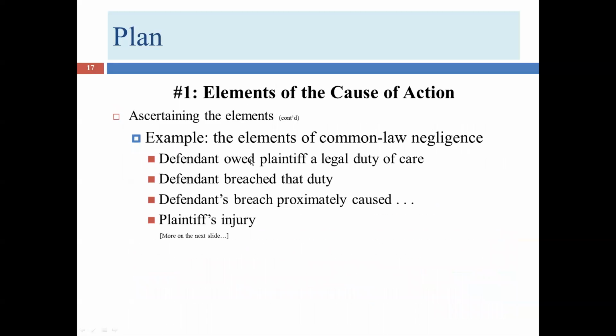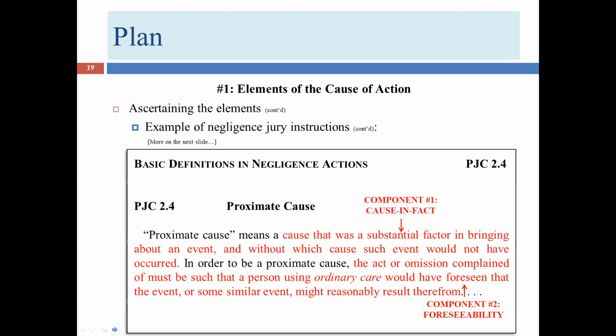Okay, we've established that Bob owed Mary a legal duty of care. We've established that Bob breached his duty of care by running the red light. We've established that Mary was injured because her car was damaged. Maybe she was actually injured in the car accident. But the problem that Mary is going to have is that Bob's breach, his decision to run that red light 5 minutes ago, didn't proximately cause Mary's injuries, according to this definition. Really, I would say it would probably miss both of these, but certainly it misses the second one.